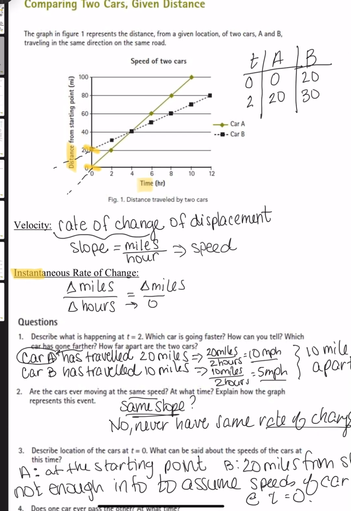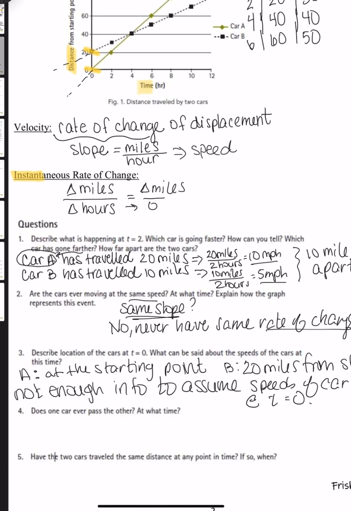I'm going to fill out my table just to have some information. Sometimes looking at it numerically is helpful. I was just looking at it graphically. So we can see then, looking at our table of values as well, that car A is going to pass up car B.